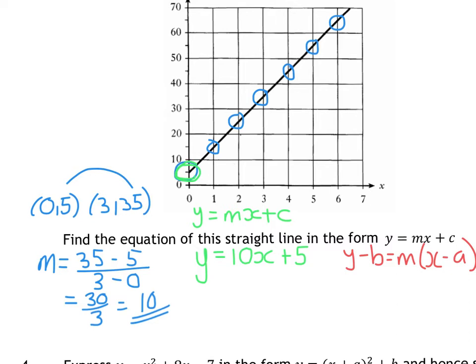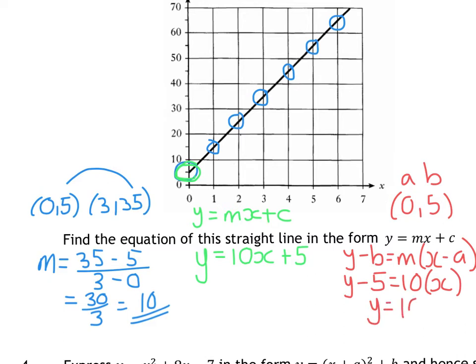You choose any coordinate to be your (a, b), so I'm going to use (0, 5) as my a and my b value. So I have got y minus 5 equals 10 bracket x minus 0, so I'm not going to even bother writing anything in there. And that also gives me, when I move it over, y equals 10x plus 5. So that is the equation of my line.